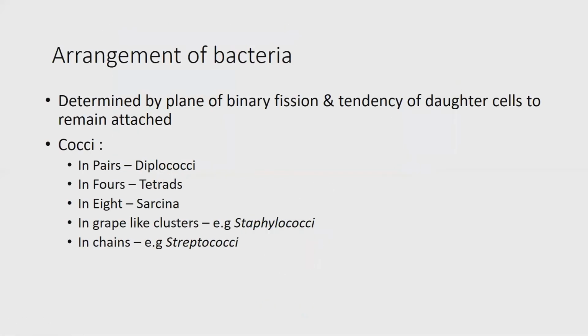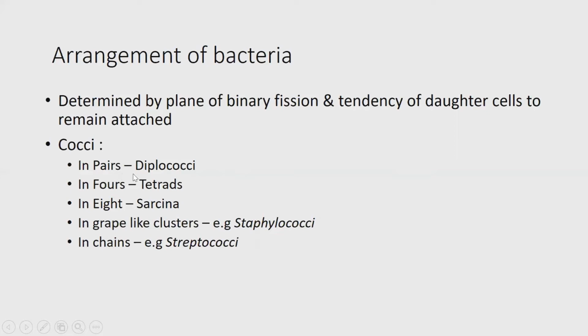So what are the arrangements of bacteria? For example, some bacteria are found in pairs, some in fours like tetrads, or in eights, Sarcina. What does it depend upon? It depends upon binary fission and the tendency of the daughter cells to remain attached to each other. Like some children are so attached to their mom that they cannot be separated and they just travel in groups. It's sort of like that.